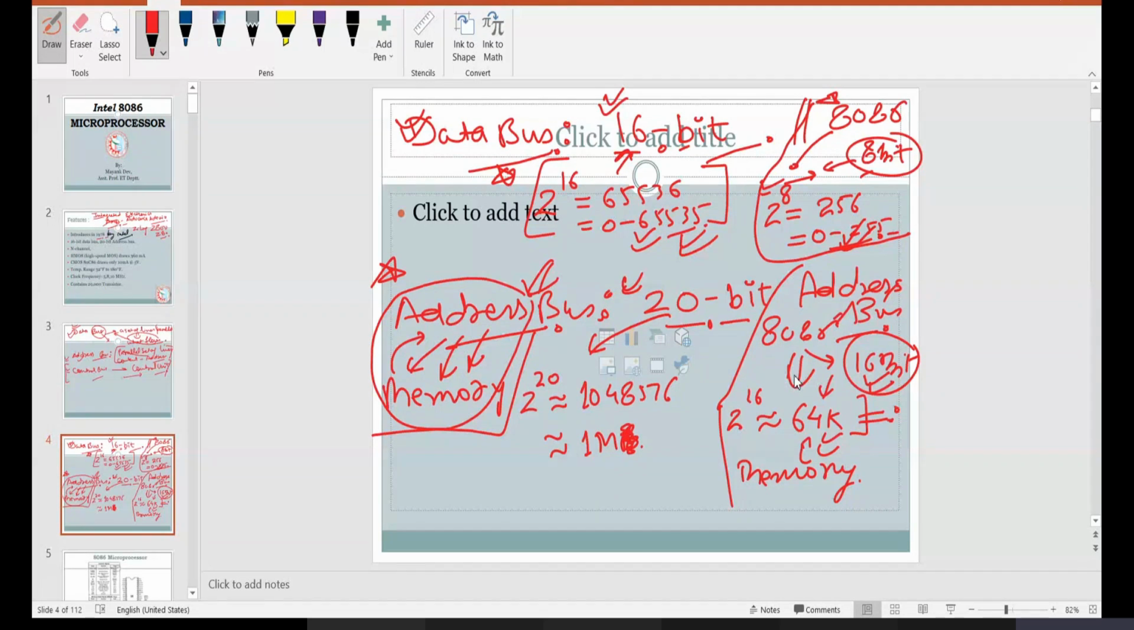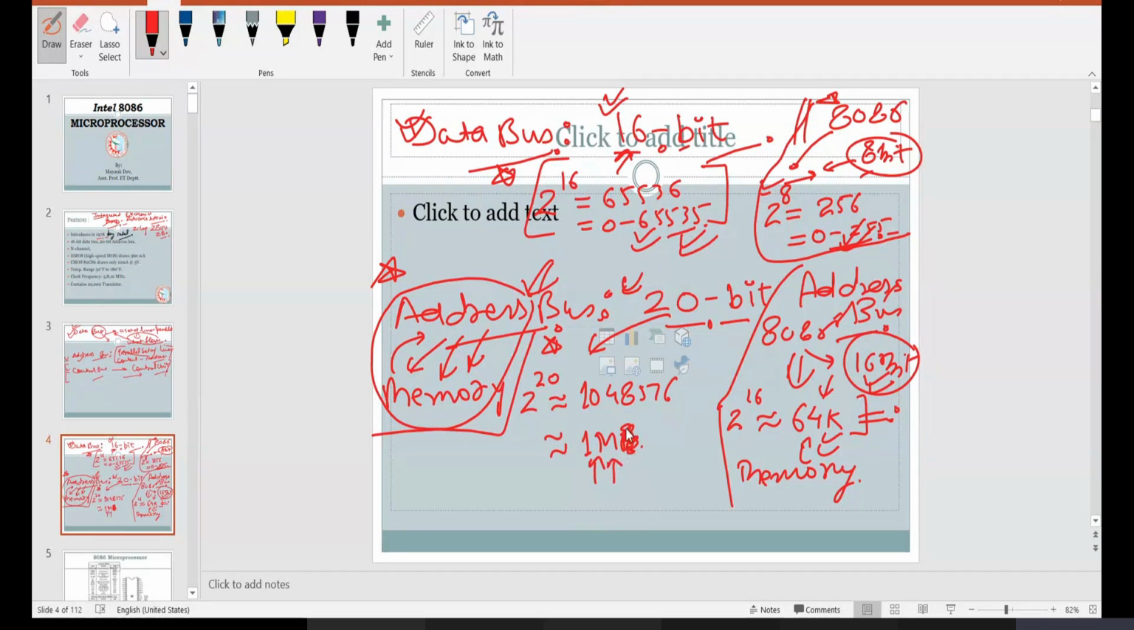The microprocessor has a big lacuna: it does not have on-chip ROM. We have to interface some ROM memory from outside, so the address bus must always be connected with the memory. Next, in the case of 8086, 2 raised to power 20 comes out to be 1048576, which is equal to 1 mega.